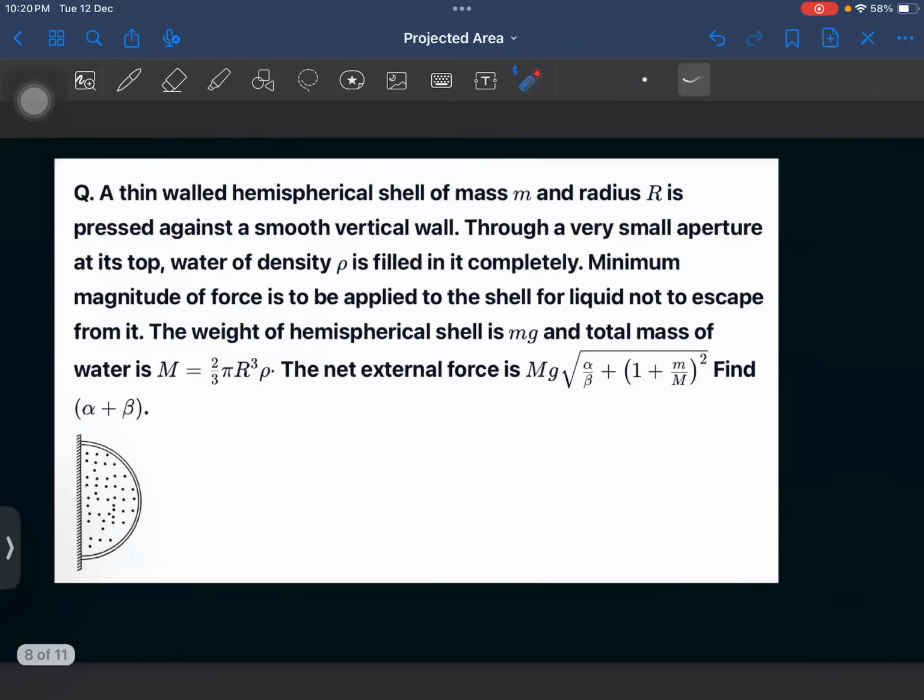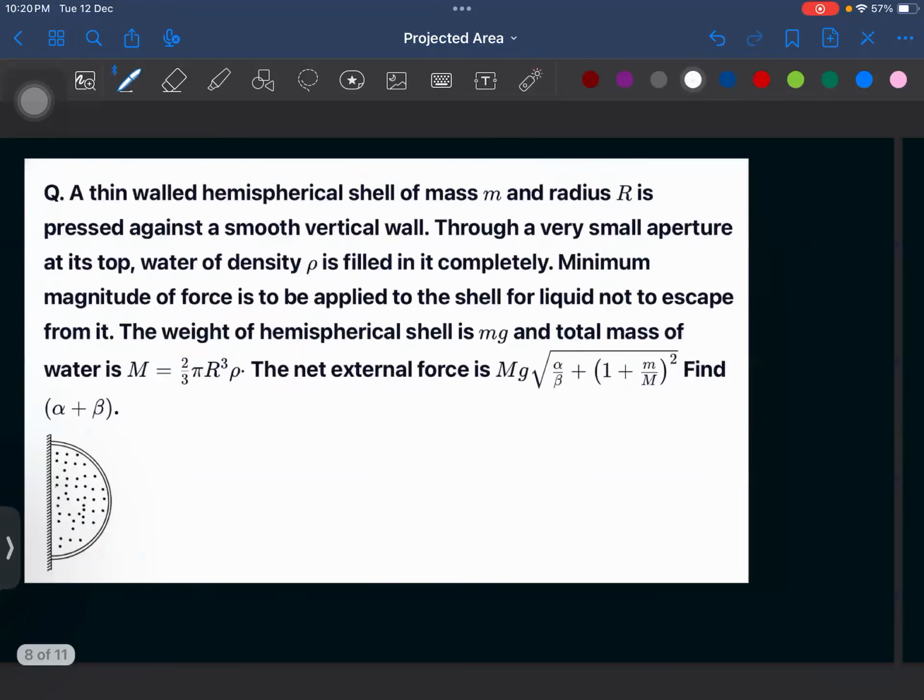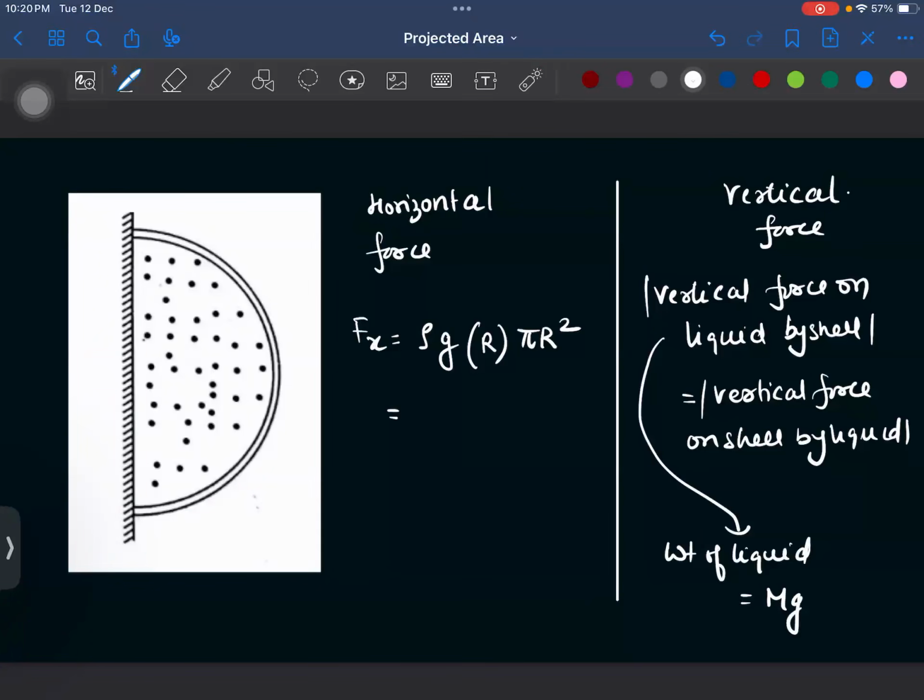It is also given that m is 2 by 3 pi r cube rho, which is simply volume into density. So this can also be changed as 3 by 2 multiplied by 2 by 3 pi r cube rho into g. Let me just rewrite it again. This can be written as 2 by 3 pi r cube rho into g into 3 by 2. So this will be giving us 3 by 2 mg.